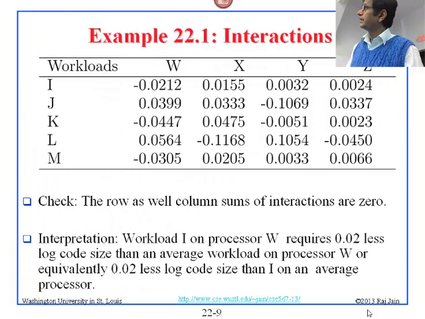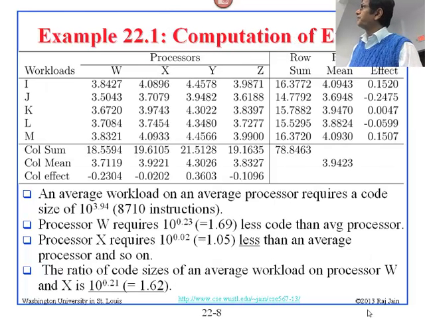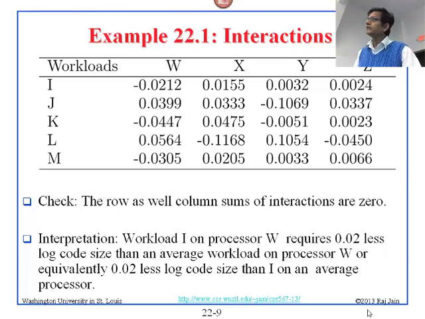So you get the mean interaction, because you take the mean of all three, right? These are the mean interactions. And then, for example, minus 0.01212 comes by subtracting 3.9423 and 0.1520 and minus 0.234. So you just add up these three numbers and subtract from that, and you will get this number. Similarly for the others, you just subtract the main effects and the grand mean. So these are the interaction values. Now you can look at the interactions and you can make similar statements. For example, workload I and processor W, workload I, this is the first one, requires 0.0 less log code size. So you just take the power of 10 to make a statement, and so on and so forth.